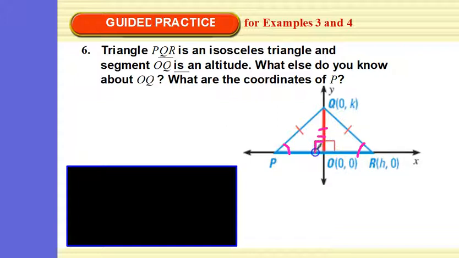So this is also 90. These are equal. So not only is it an altitude, but it is a perpendicular bisector. It is a median, right? It goes from the vertex to the midpoint of the opposite side. So it's a median, it's an altitude, it's a perpendicular bisector. What are the coordinates of P? Well, if this is H, 0, then this would be what? Negative H, 0.